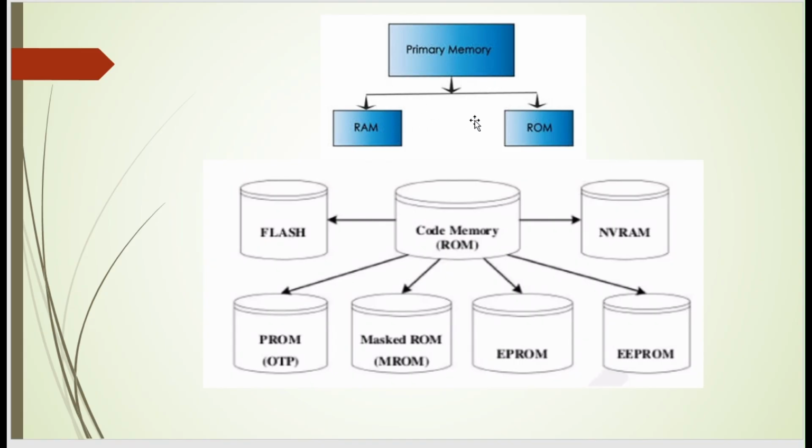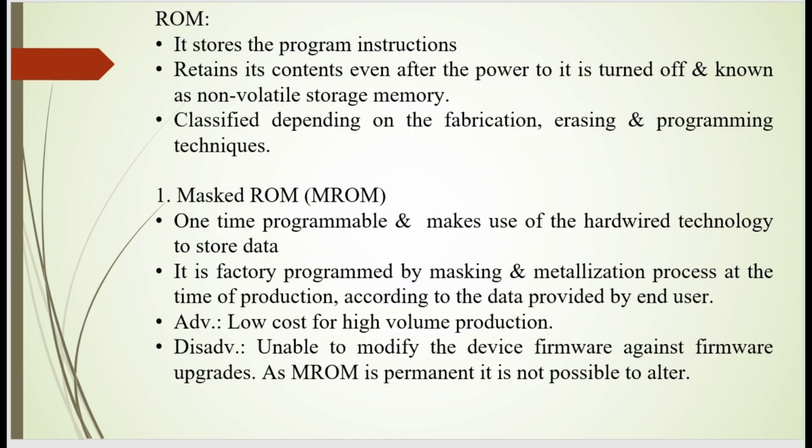Further, memory is classified into primary memory. Primary memory is classified into two types, RAM and ROM. And ROM, which is called the code memory, has been further classified into flash, PROM, masked ROM, EPROM, EEPROM, and NVRAM. We'll discuss about each component in detail.